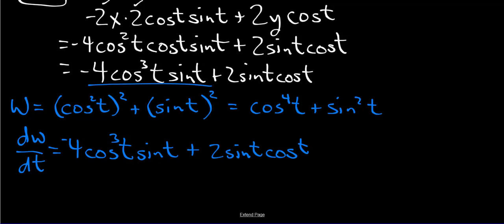Now, let's suppose this is one case. Now, let's suppose that x and y are not functions of just a single variable, but functions of two other variables, like s and t instead of just t. So let's take a look at that.